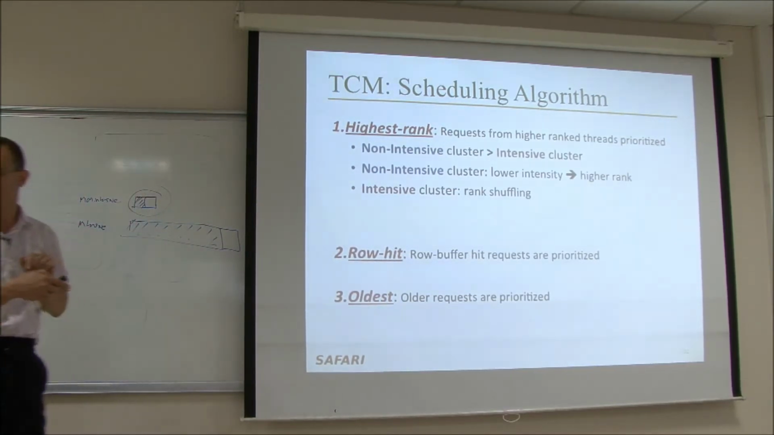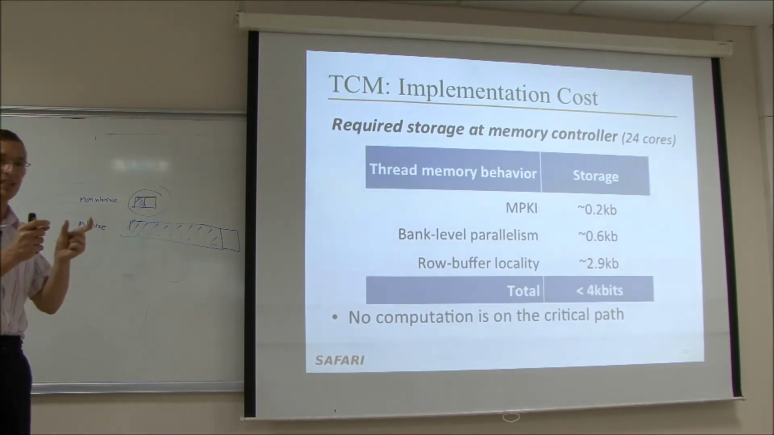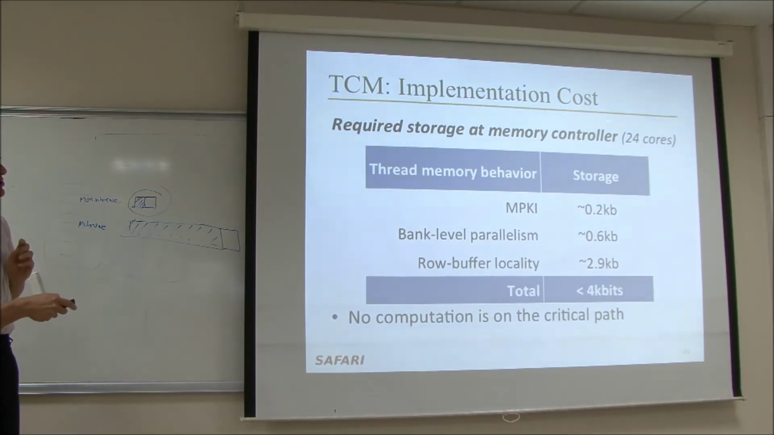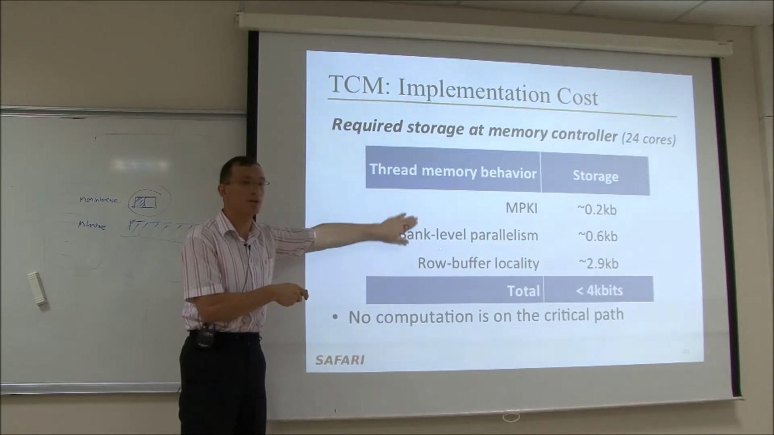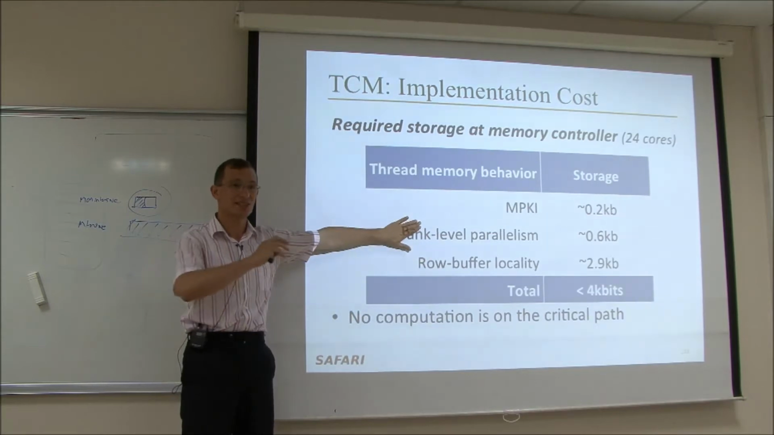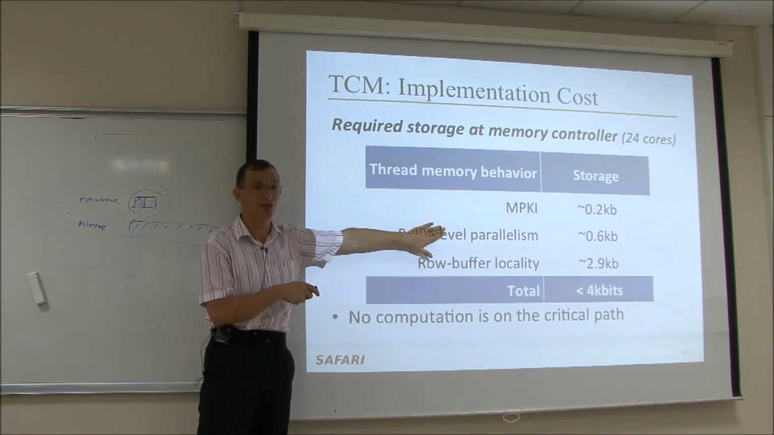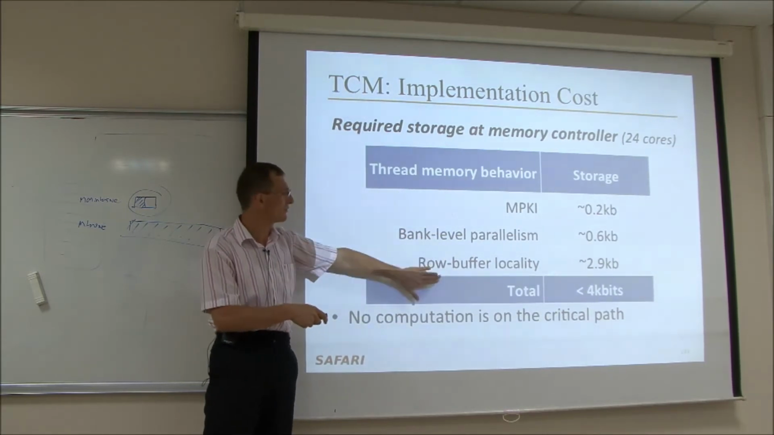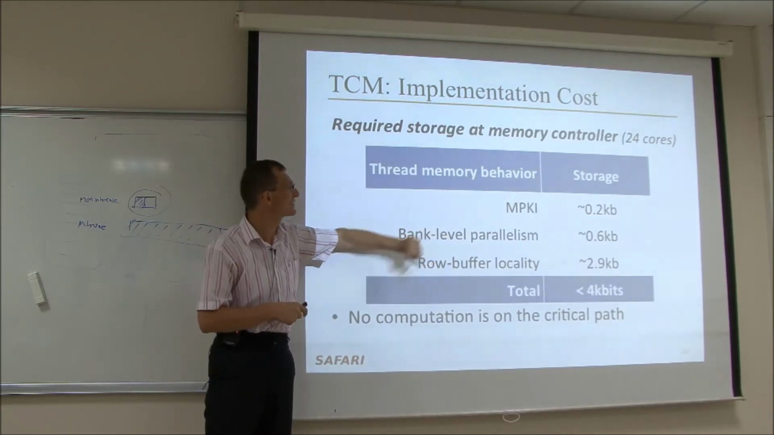What is the implementation cost of all this? Assuming that you already have thread IDs with requests for 24 cores for a given controller, the total cost is less than 4 kilobits. So it's a relatively low cost memory controller. In fact, you only need bank level parallelism and row buffer locality for niceness-aware shuffling. If you do not want to use the niceness, you still get a pretty good scheduler after this. The performance and fairness properties are still quite good. But maybe fairness is not as good if you do not consider this niceness property. And the paper has results related to that. And there are no computations on the critical path.